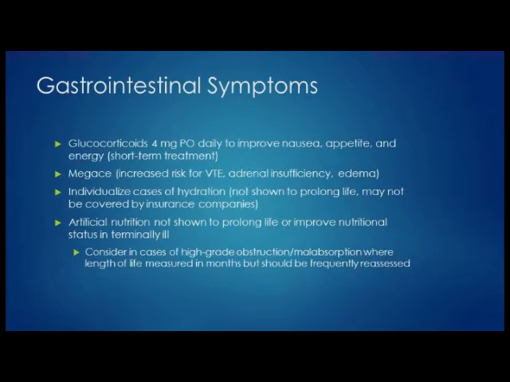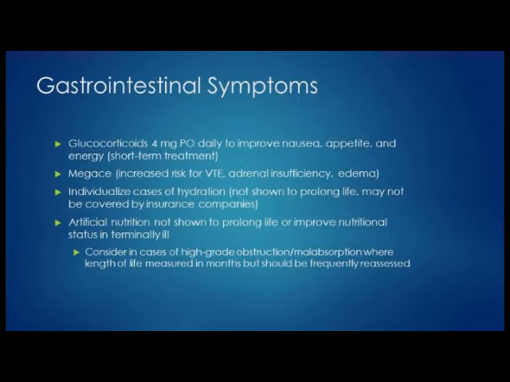We've all used glucocorticoids for intractable nausea and hopefully to sometimes improve their appetite as well as their energy. This is more of a short-term treatment strategy. So you can try glucocorticoids at 4 milligrams PO daily. Megace has been used in some cancer patients. I generally haven't used it in my cancer patients for improving appetite, but there is an increased risk for venous thromboembolic event, adrenal insufficiency, and edema. It can also be associated with increased risks of depression.